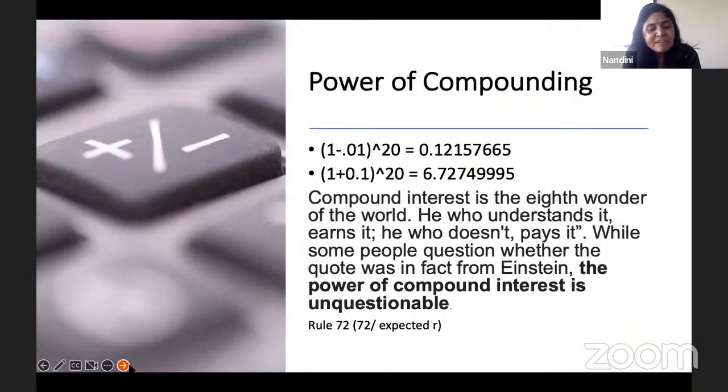What happens when you invest? When I have invested my funds, the power of compounding works. What is this power of compounding? As I told you, when you keep 1 rupee saved, even after 20 years it is still just 1 rupee. Do you understand? Do you agree with me?